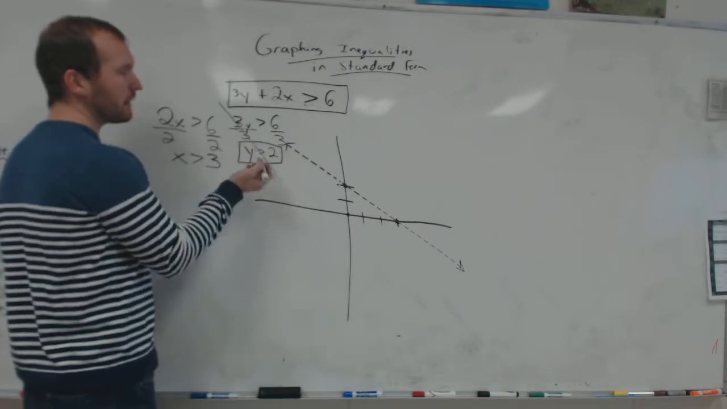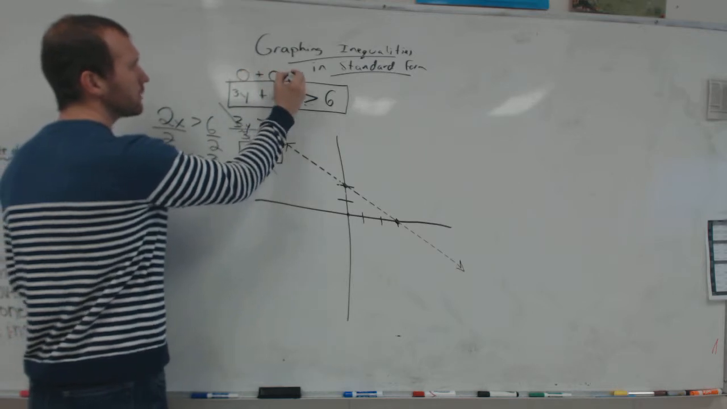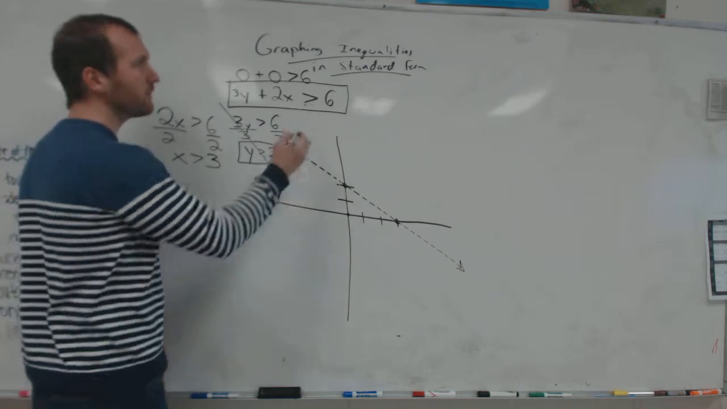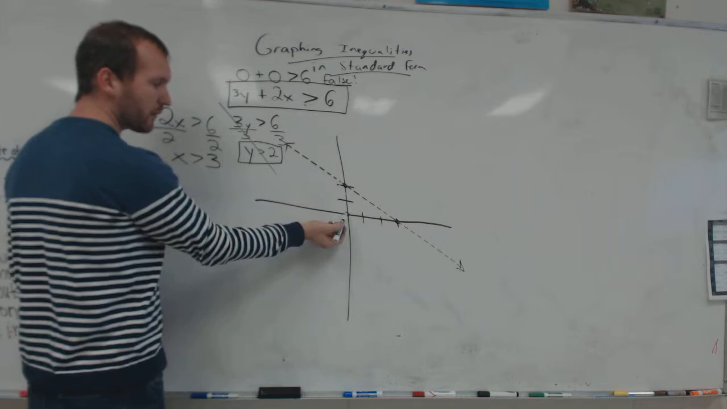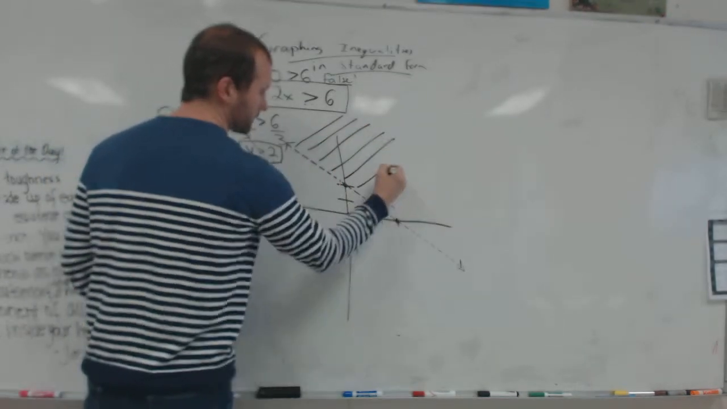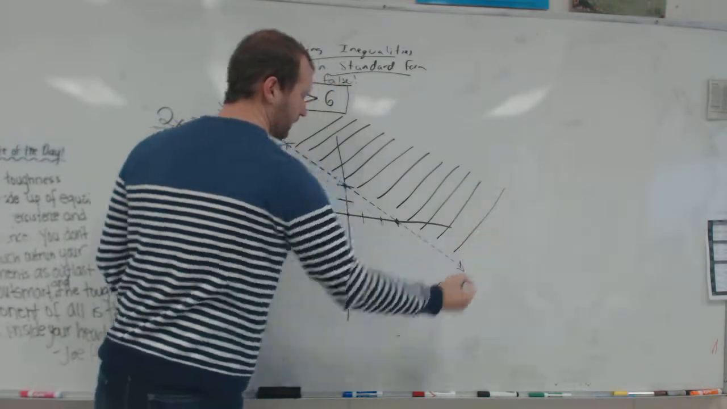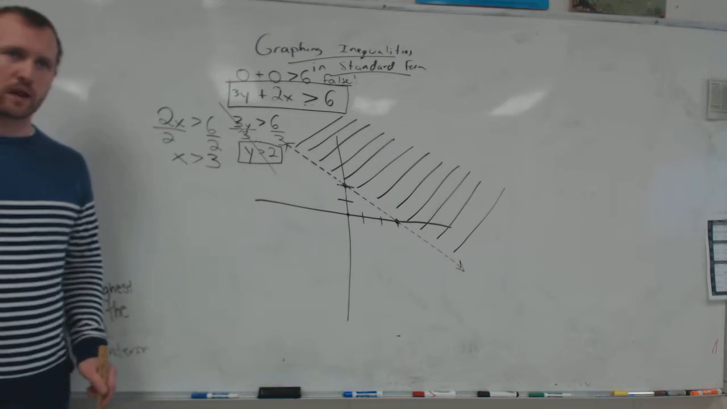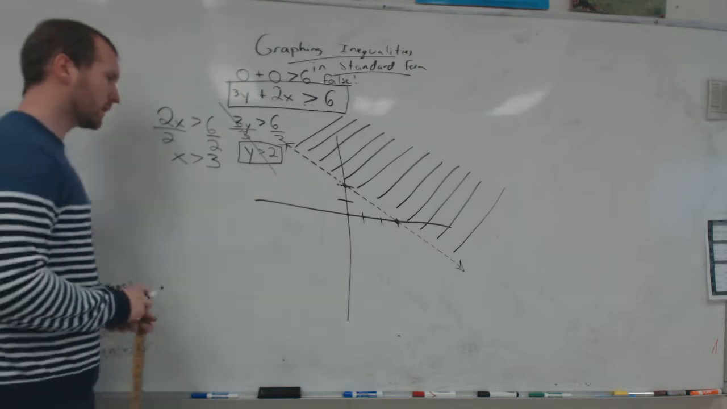That means if I plug in 0, 0, 0 plus 0 is greater than 6. That's false. So I shade away from this point. I shade on the other side of the line. And that's it. I'm done now. I did the inequality part. Let's do another example.